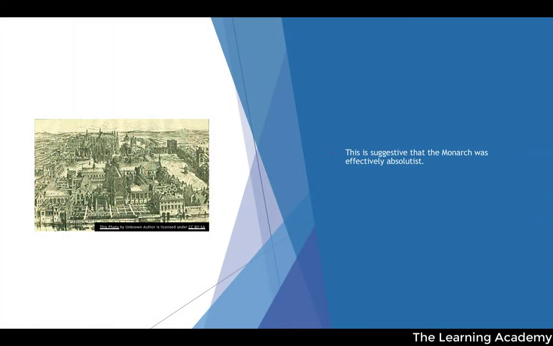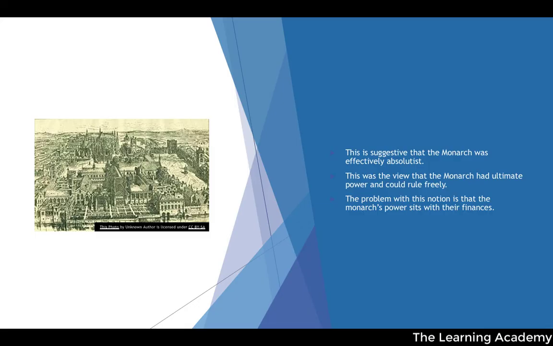This suggests that the monarchy as a concept was absolutist, and by absolutist we mean that it had ultimate power and could rule freely. The problem with this notion is that the monarch's power sits with their finances. We're going to look in a couple of videos' time at the finances of James and Charles and see how the monarch's financial position really did control the monarch's power to influence other people. So limits to these finances would limit the absolutism of the monarchy.